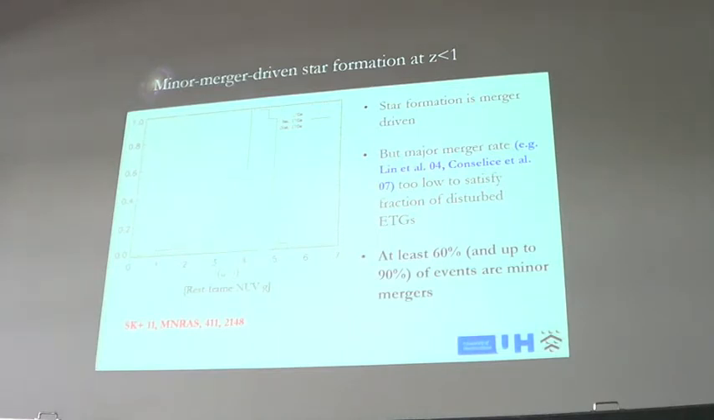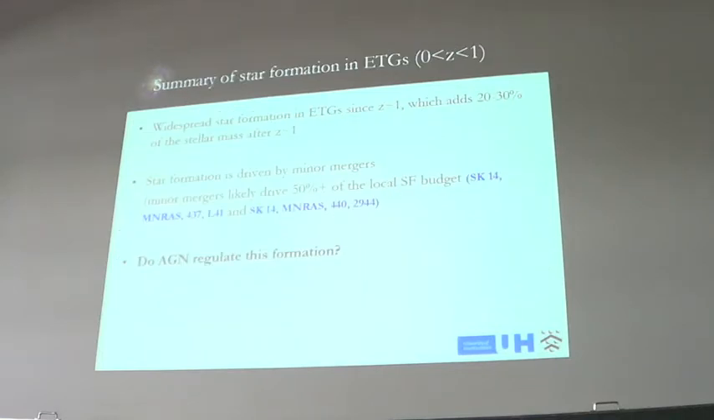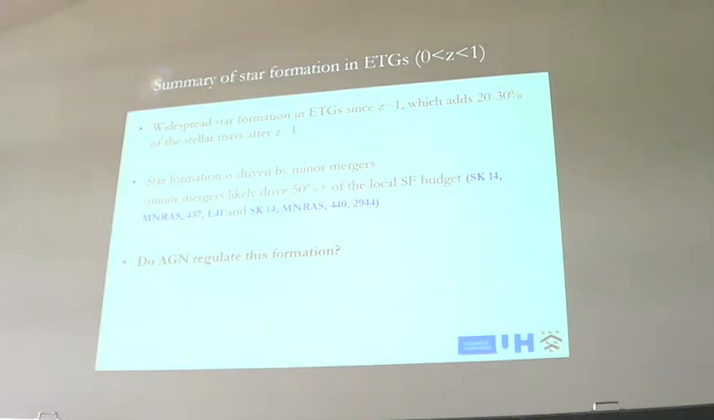So I've talked about star formation and what drives it, so let me come to AGN. We think that there is widespread star formation in early types since redshift 1. A significant minority of the stellar mass is probably being added to these galaxies after redshift 1. And there's evidence that this star formation is being driven by mergers, but there aren't enough major mergers to satisfy what we see in the data in terms of the fraction of disturbed ellipticals or early types. So it's likely that the star formation is being driven by minor mergers.